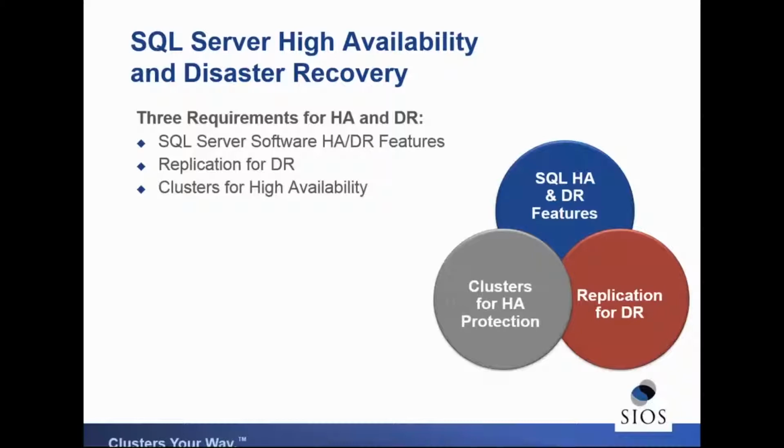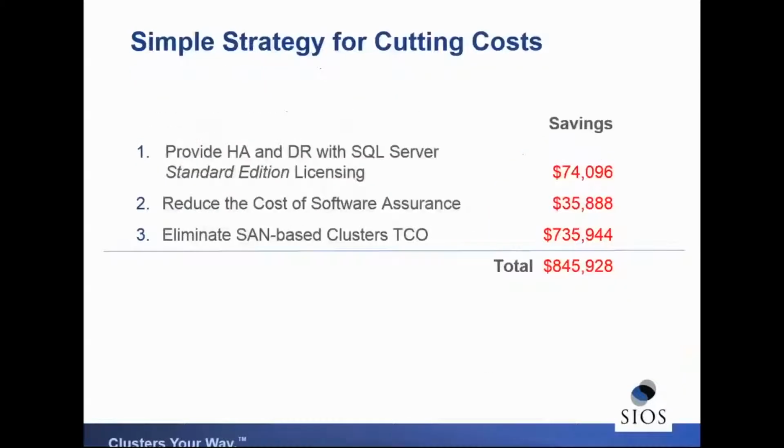Let's talk next about how we can simply cut cost. If we can provide high availability and DR within SQL Server Standard Edition across a reasonably sized server like we typically buy, we can save around $74,000. It's a pretty huge number in just SQL Server licensing. Second, we can reduce the cost of software assurance. We'll talk a little bit more about software assurance in a few slides.